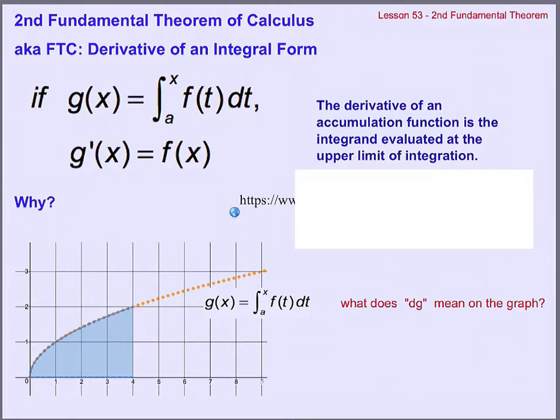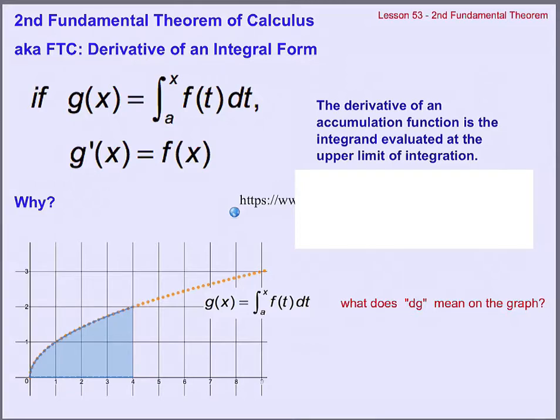I know there's a lot of words to that sentence, but in the end it ends up being a pretty simple idea: if some function is the definite integral of another function, the derivative of the accumulation function is the integrand. G prime of x is f of x. Let's look at a couple of reasons why this is the case.